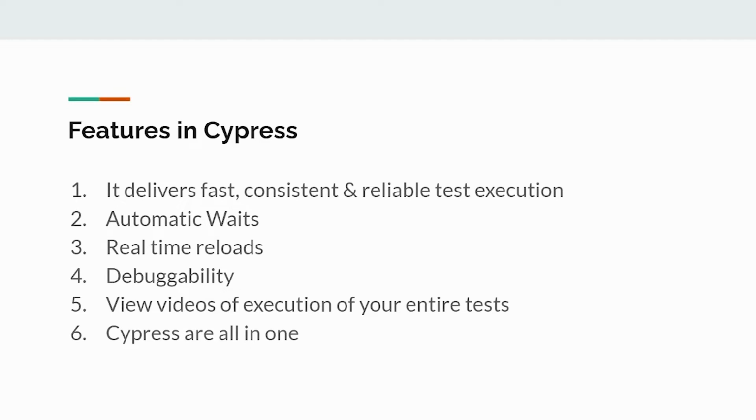This delivers fast, consistent and reliable test execution compared to other automation tools because of the architectural design. This tool runs much faster than other automation tools because the Cypress engine is built in the browser itself, and the browser itself takes care of executing the statements, so it is very fast when you compare it with other automation tools. When considering automatic wait, Cypress automatically waits for commands and assertions before moving on.